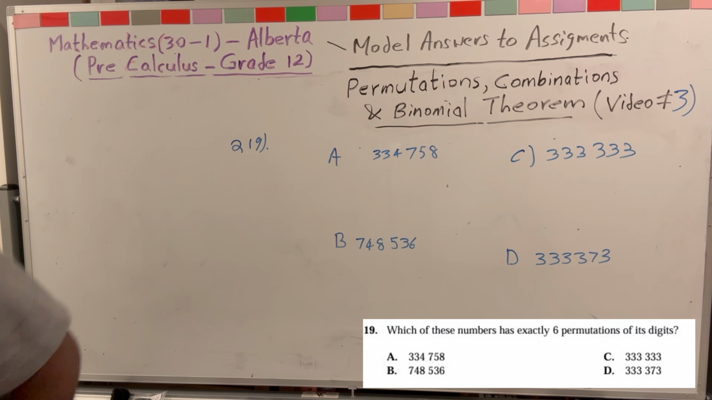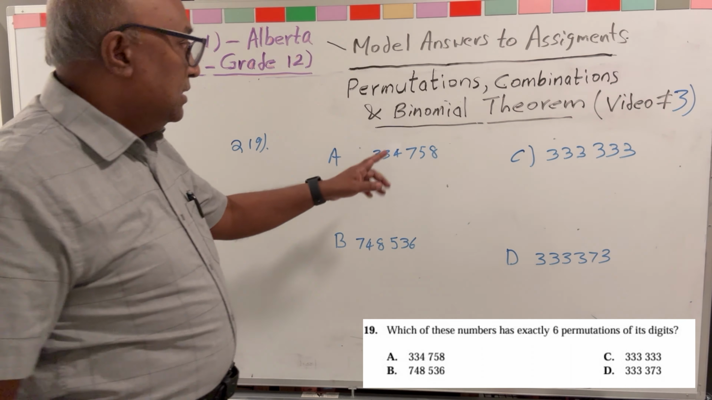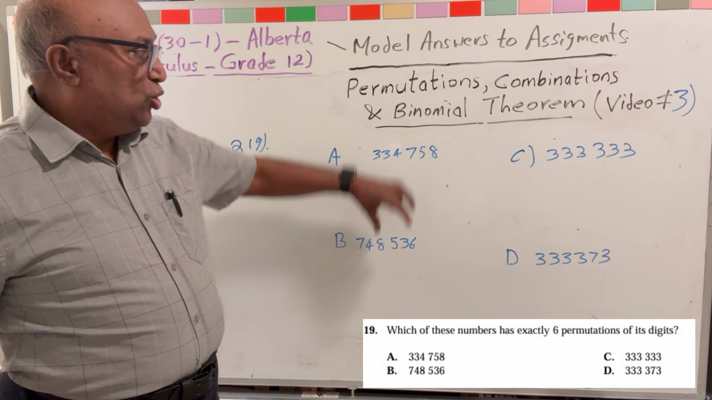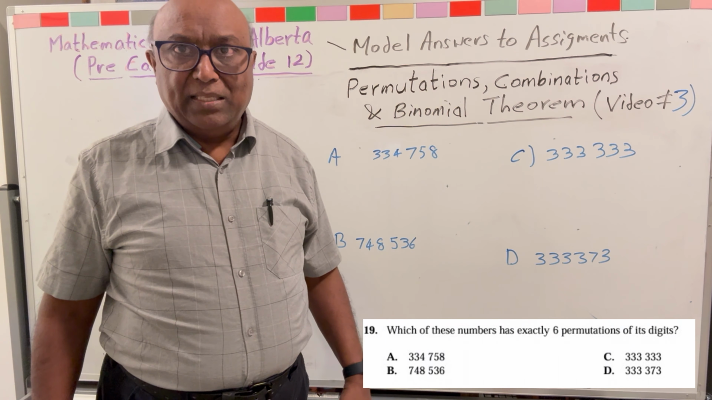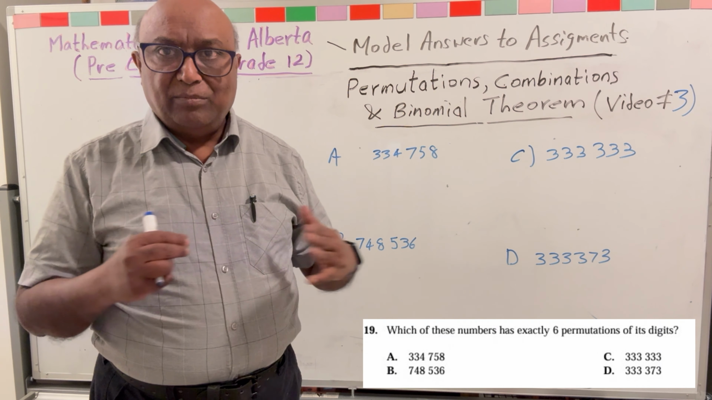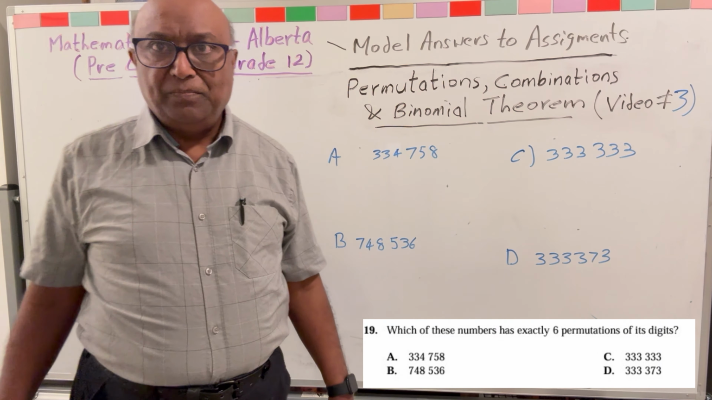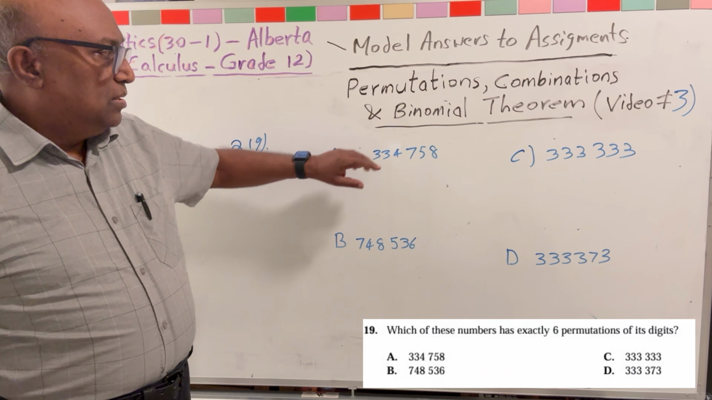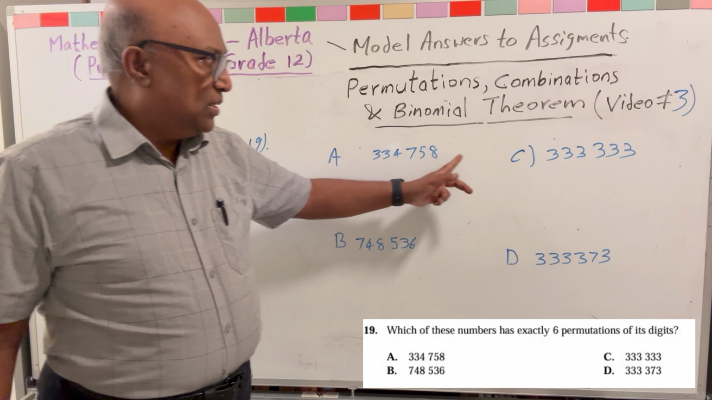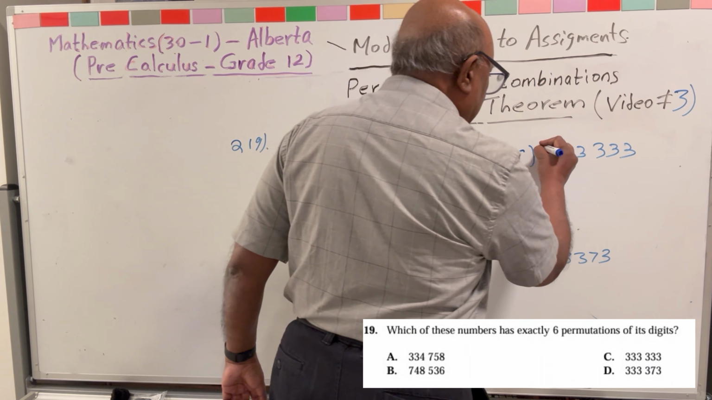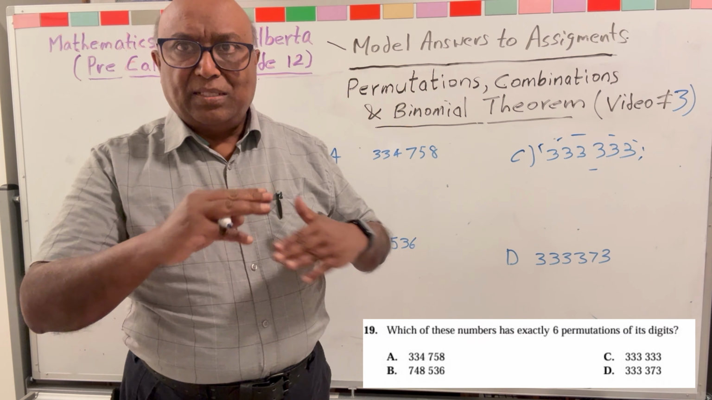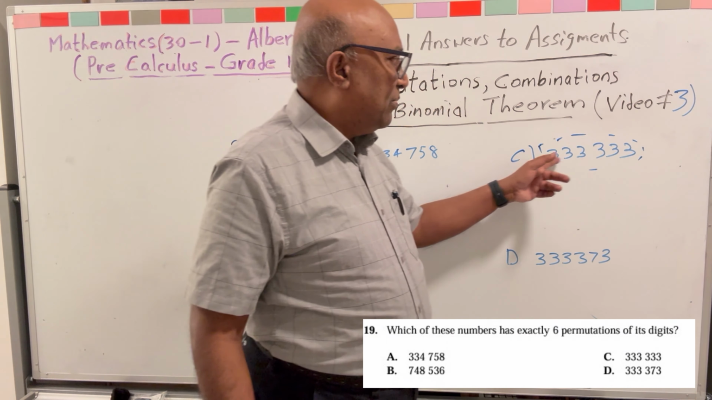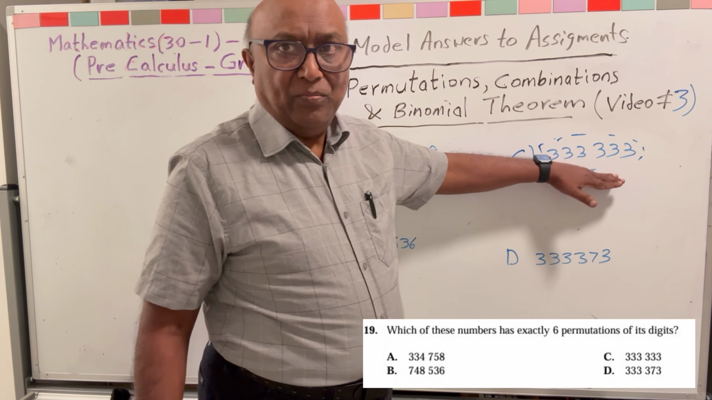Okay, we have to determine which number has exactly 6 permutations. We have to assume we are shuffling all these 6 digits, because the question says which number has exactly 6 permutations of its digits. Let's first look at this. All digits are the same. If all digits are the same, how many times can we shuffle? All arrangements look the same.